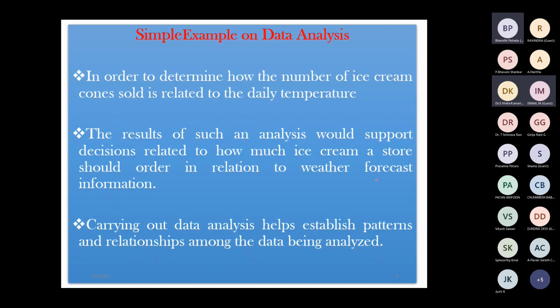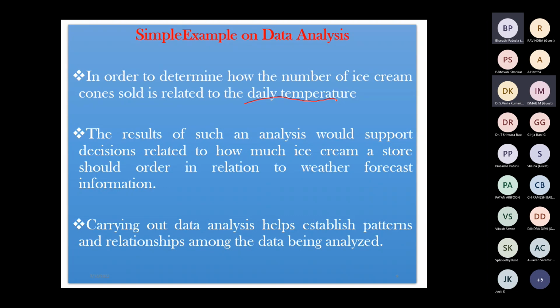So we determine how the number of ice cream cones sold is related to the daily temperature. If the temperature is high, automatically the sales are also high, because during summer more ice cream cones are sold, but in winter maybe fewer. For that reason we need to analyze it. For every analysis of information, we need some key factors. First you should identify those key factors. Based upon those key factors only we can predict or take a decision.